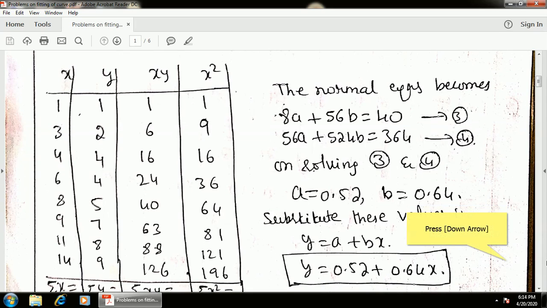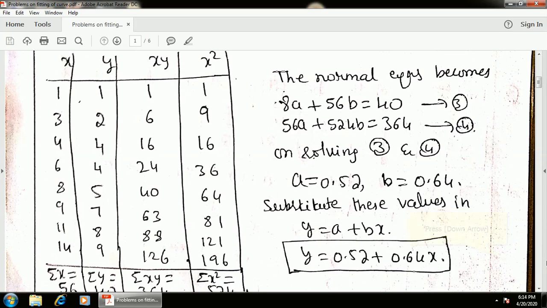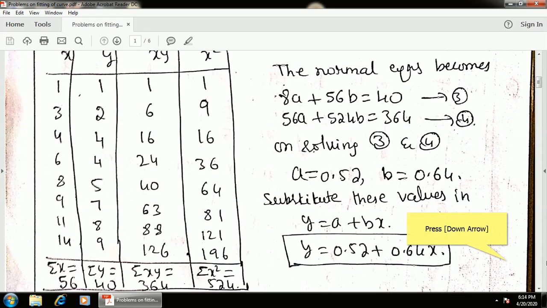X values are 1, 3, 4, 6, 8, 9, 11, 14. Y values are 1, 2, 4, 4, 5, 7, 8, 9. These are the values they have given. Find their product x into y. 1 1s are 1, 3 2s are 6, 4 4s are 16, 6 4s are 24, 8 5s are 40, 9 7s are 63, 11 8s are 88, 14 9s are 126.